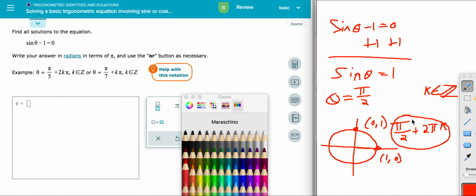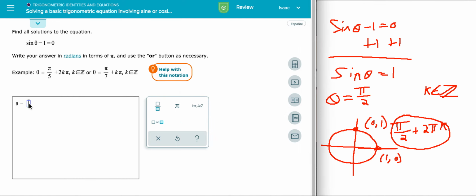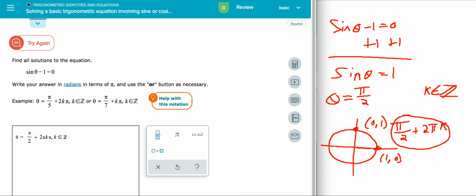I don't think they need us to get common denominators or anything like that. Let's try typing in pi over 2 plus 2 pi k, where k is an element of the integers. Oh, what did I do wrong? Right radians and use the OR button as necessary. Oh, I got an extra pi. There we go. Just typed in an extra pi there.